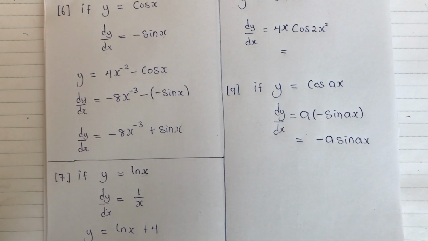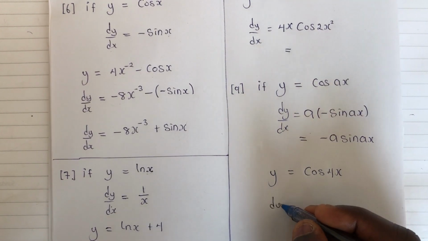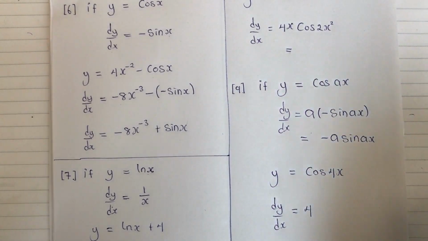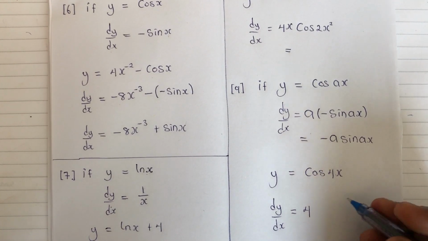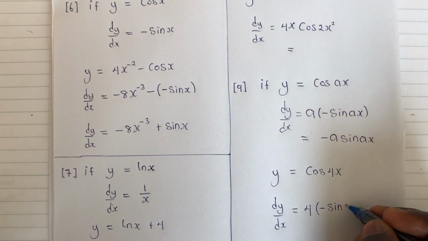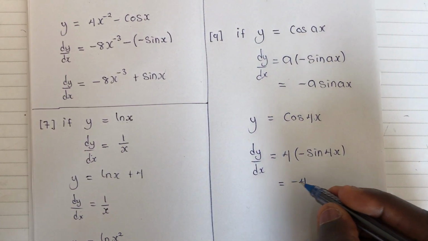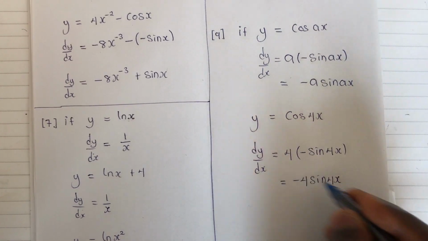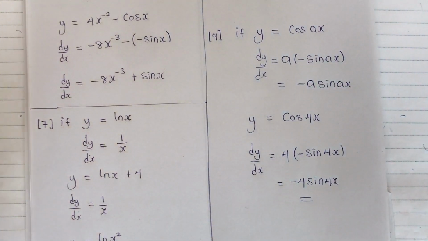Now let us take an example. Differentiate 4x. The result is what? 4. So dy dx is giving us 4. Hold on. Differentiate what? Cos. The result is minus sine. So I have my minus sine, the same what? 4x. So the simplification of this is giving me minus 4 sine 4x, which is the same as your dy dx. And this is your final answer.